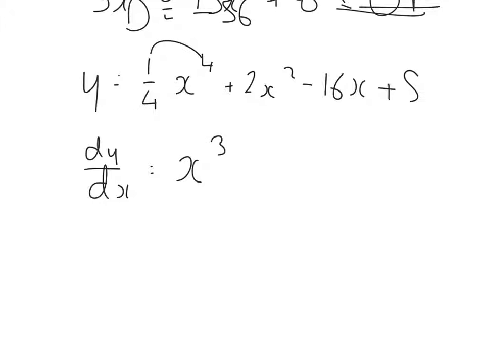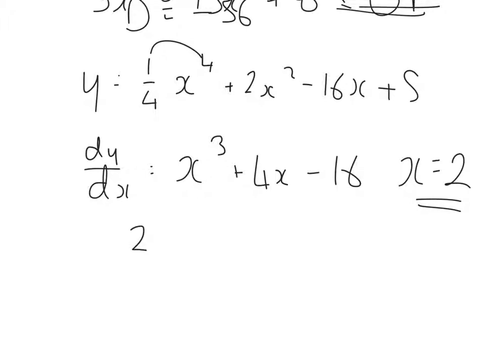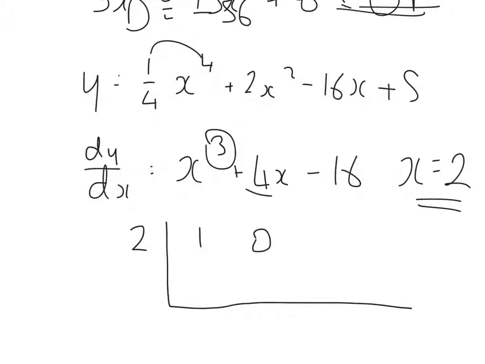So that will give me x cubed plus 4x minus 16. And then I'm looking to investigate and prove that there's a stationary point x equals 2. So that's some synthetic division. So I've got 1 for my coefficient for x cubed, I've got a 0 coefficient for x squared, 4 is my coefficient in front of x, and then I've got minus 16.